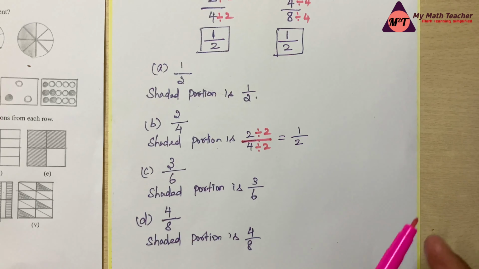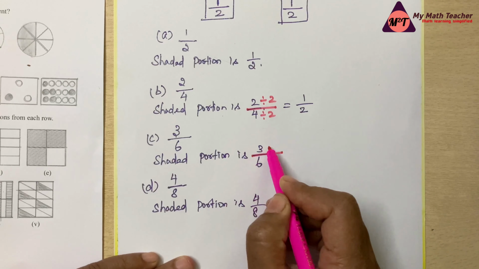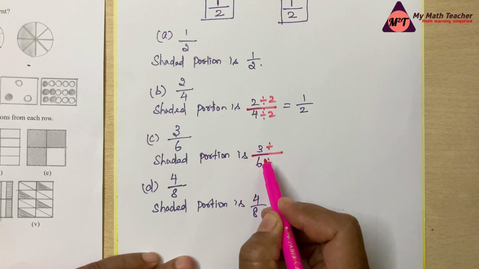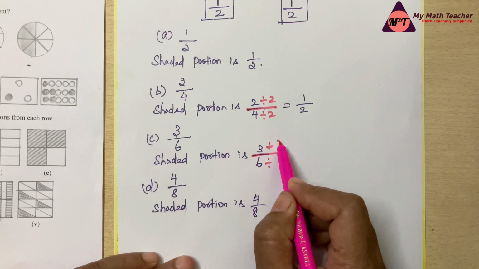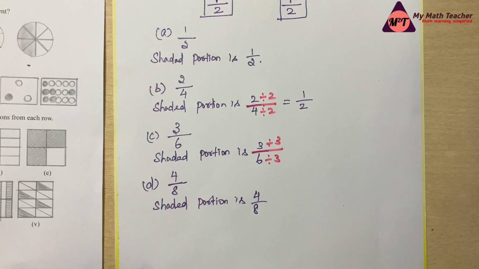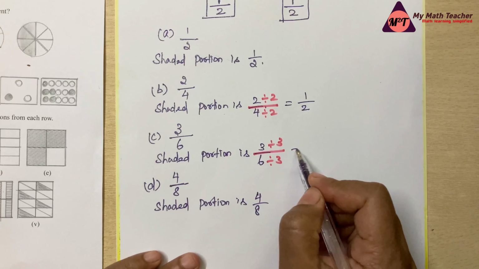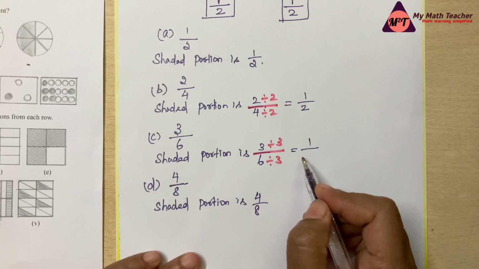Now here the same. 3 divided by 6, I am going to divide by 3 because we know 3 and 6 are divisible by 3. So what will be the answer? 3 divided by 3 will be 1. 6 divided by 3 will be 2.